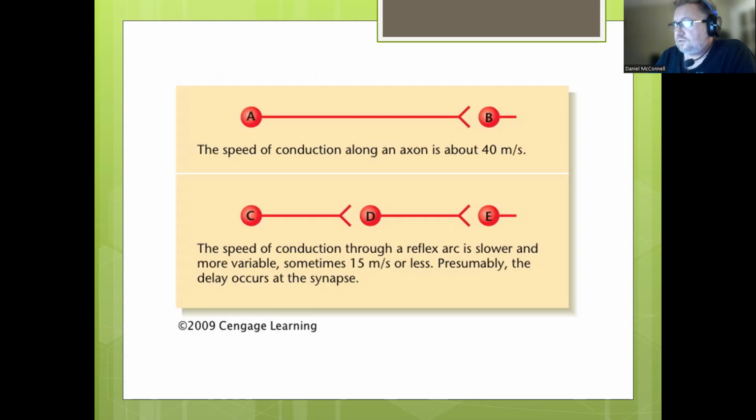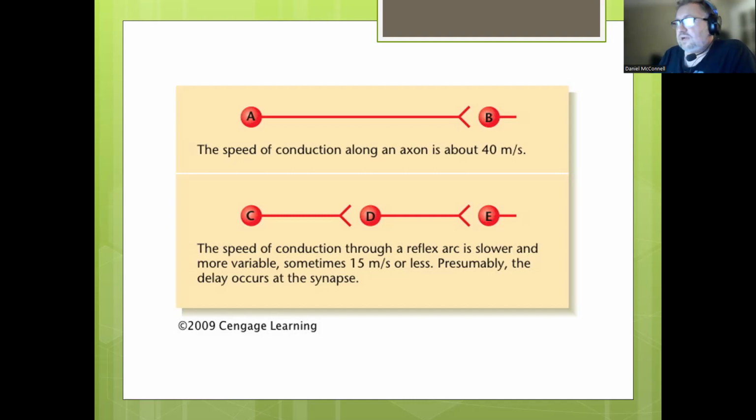So I have another picture here real quick, a fairly simple little diagram that just shows the basic idea that if we're going to have neuron A sending a signal to neuron B, we can measure the speed of that signal down the axon of neuron A as 40 meters per second. But if we're going to have a signal go from neuron C to neuron E, but we have an interneuron D in between, and we have an extra synapse here, right? So in the top of this, we have just one synapse, but in the bottom, we have two synapses.